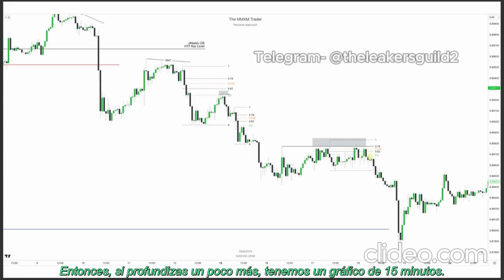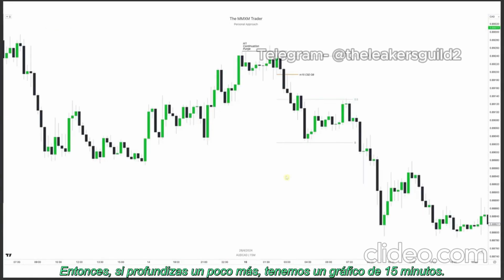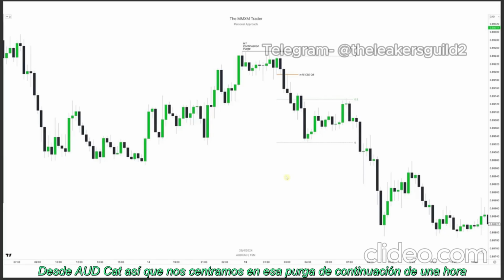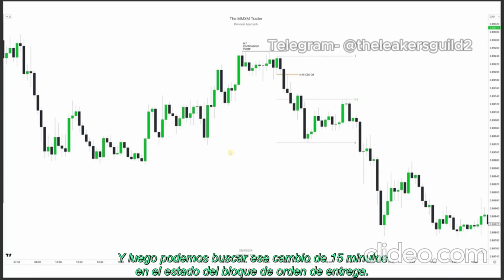To consolidate. So if we dive in a little bit deeper, right, we've got a 15-minute chart from AUD-CAD. So we focused on that 1 hour continuation purge, and then we can look for that 15-minute change in the state of delivery order block.